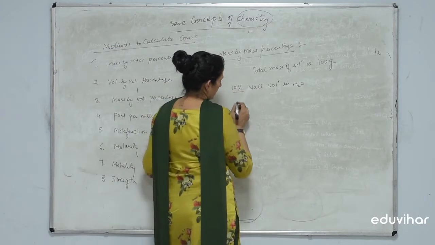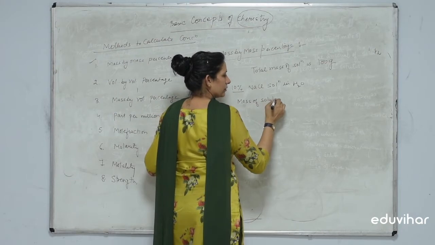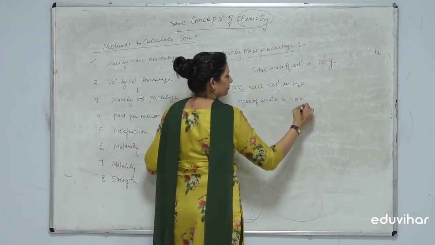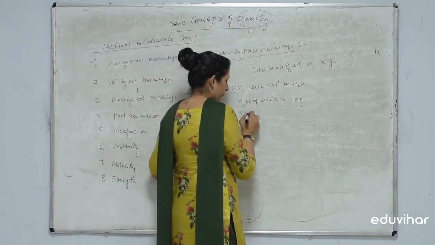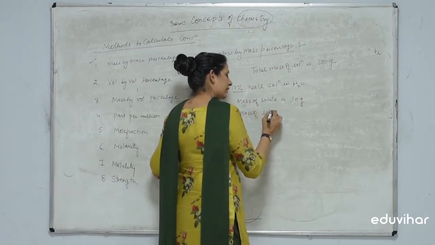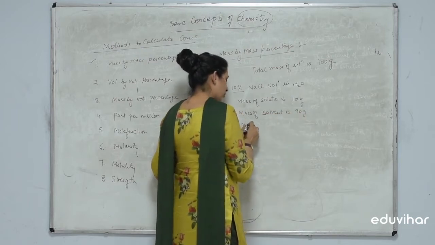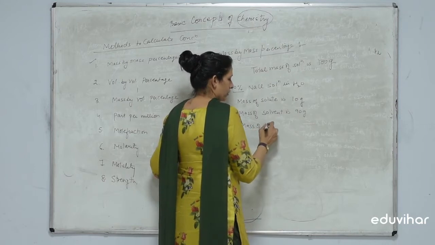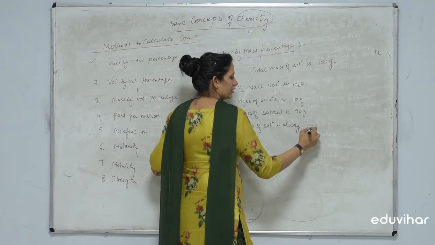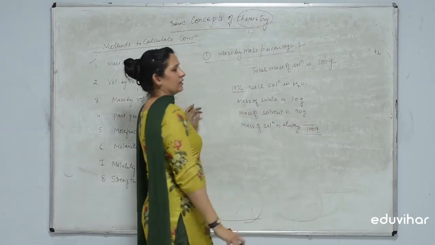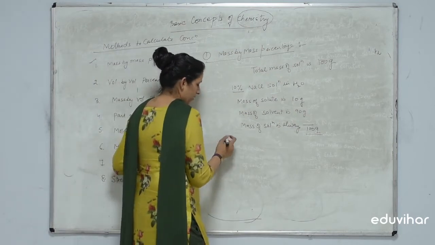It means 10% means the mass of solute is 10 gram. Mass of solvent is 90 gram, because the mass of solution is always 100 gram. Is it clear?